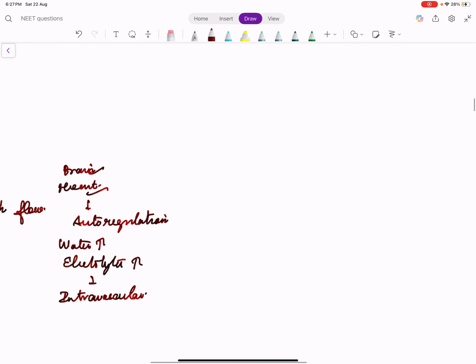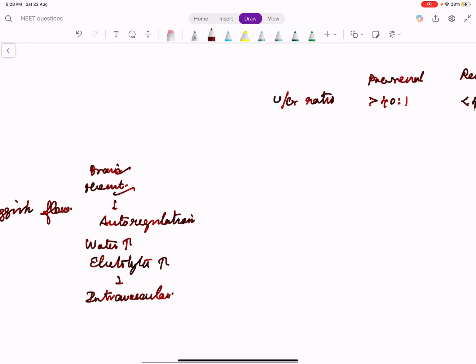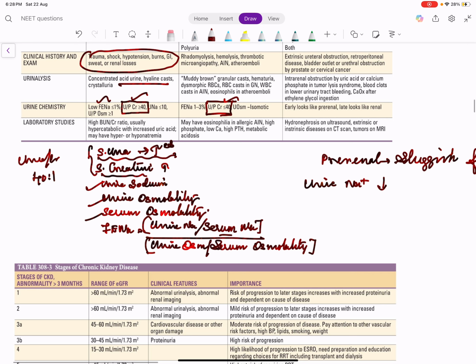So we will write down: urea by creatinine ratio in pre-renal will be more than 40:1, whereas in renal causes it will be less than 40:1. Definitely urea and creatinine will be elevated, but it is less than 40:1. Then I told you about FeNA. FeNA is nothing but urine sodium by serum sodium over urine osmolality by serum osmolality.